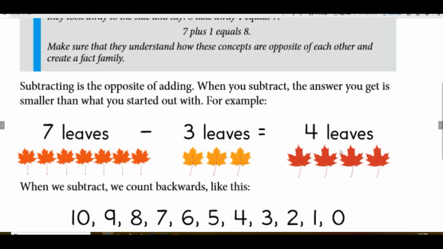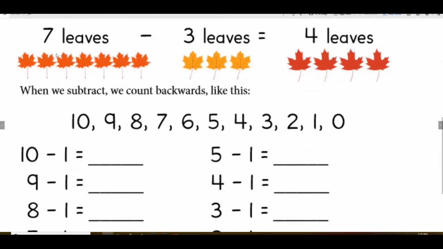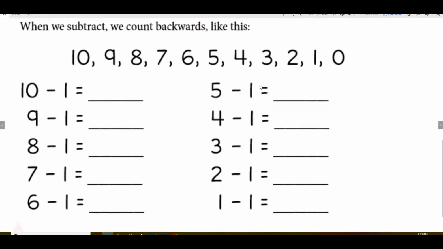Now we're going to be talking about taking away. Now subtraction is the opposite of addition. So that instead of adding things, you're going to be taking things away. When you subtract, you count backwards. Now I'm going to put another screen on here and I'm going to show you kind of how you do that, okay? So before you do anything, I want you to watch this.